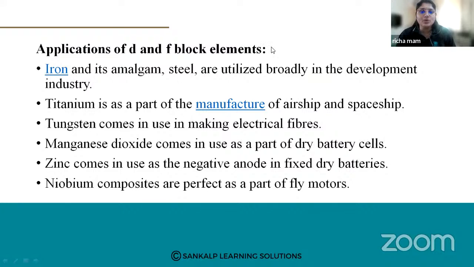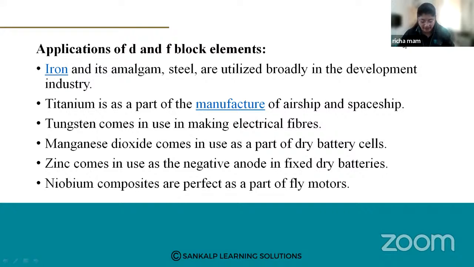Then titanium. Titanium is used as a part of the manufacture of airships and spaceships. So we use titanium in the parts for manufacturing airships and spaceships. Then tungsten. Tungsten is used in making electrical filaments.